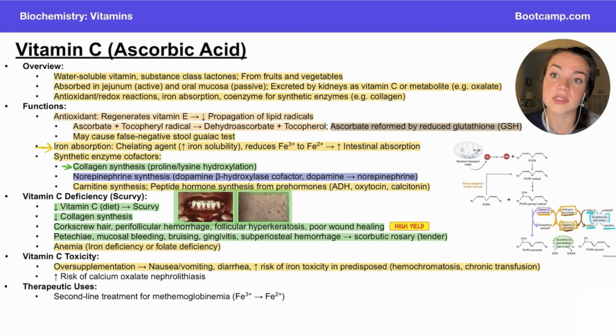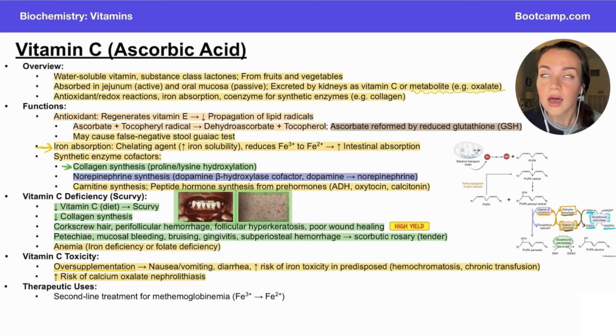The other thing about vitamin C oversupplementation is you can see an increased risk of calcium oxalate nephrolithiasis, or calcium oxalate kidney stones. Remember, we said that oxalate was a metabolite of vitamin C. Again, we're really only seeing this in the cases of oversupplementation, like taking vitamin C supplements.